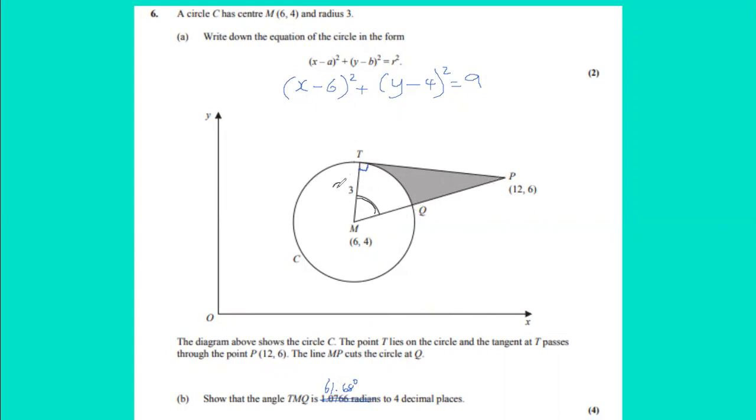Now I can see already that I can do that quite easily by using SOHCAHTOA. I have the adjacent here. I would just need to work out the hypotenuse. To do that, I need to work out the distance from P to M, which again is a GCSE question. To work out the distance, you're just going to use Pythagoras. So you're going to find the difference between your X values and your Y values. So we've got 12 take away 6, 6 squared, 6 take away 4, 2 squared, and then we apply Pythagoras and get 2 root 10. So this length here, M to P, is 2 root 10.